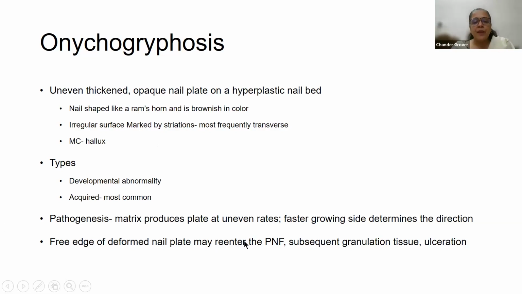So if your medial matrix is not that active and the lateral matrix is active, your plate will automatically start turning medially, because the lateral matrix is producing more of the plate, and the medial is sitting quiescent. So the curvature of the plate will change.